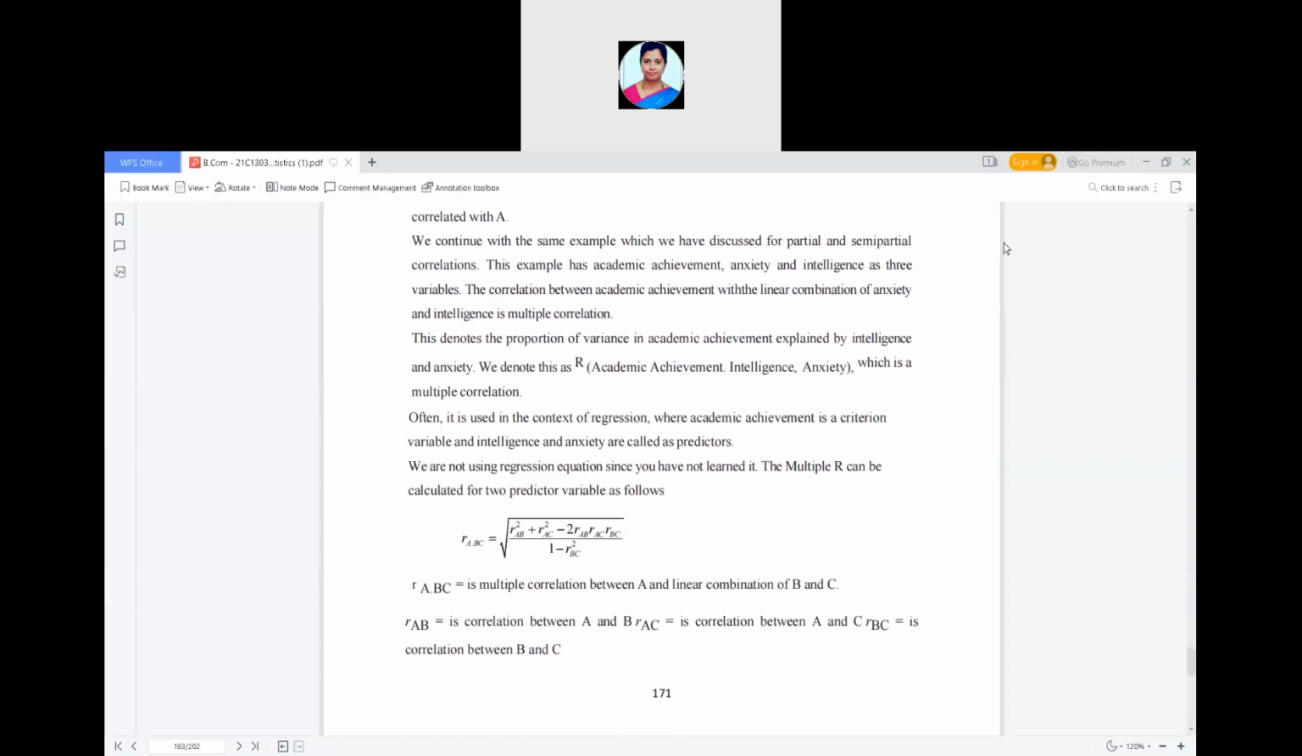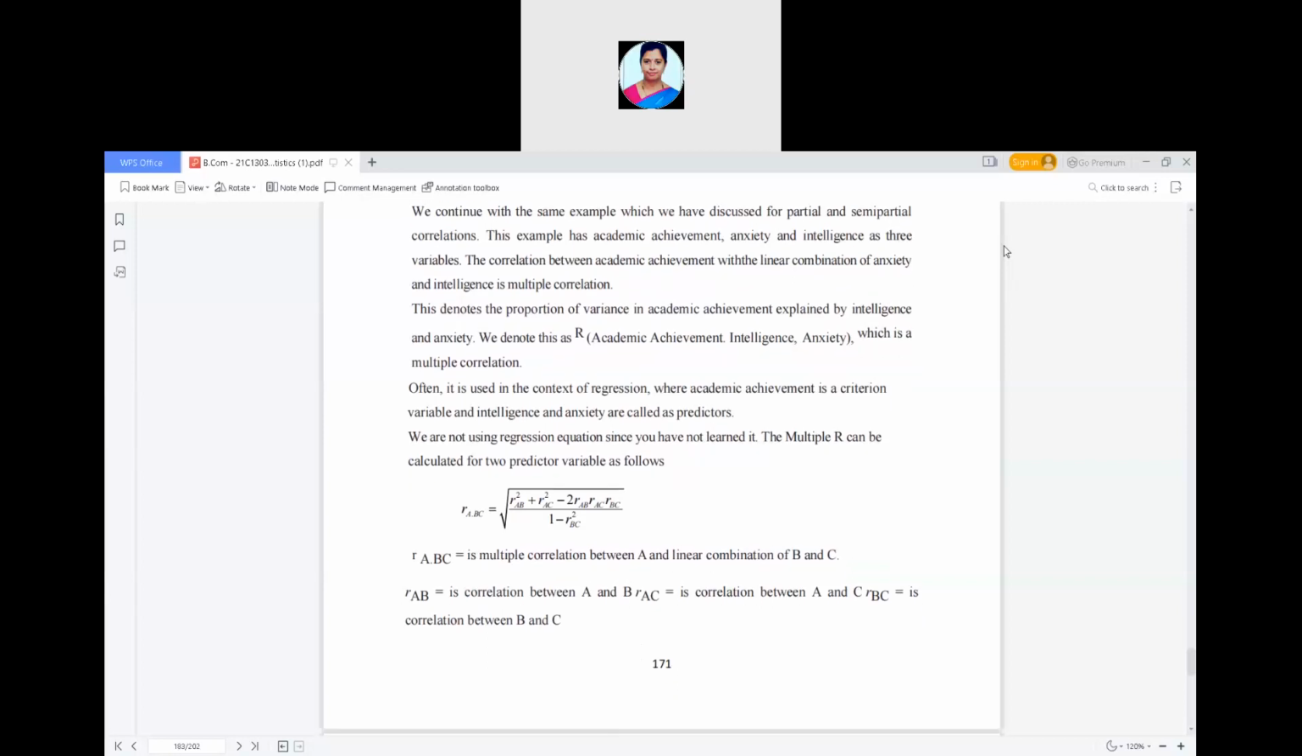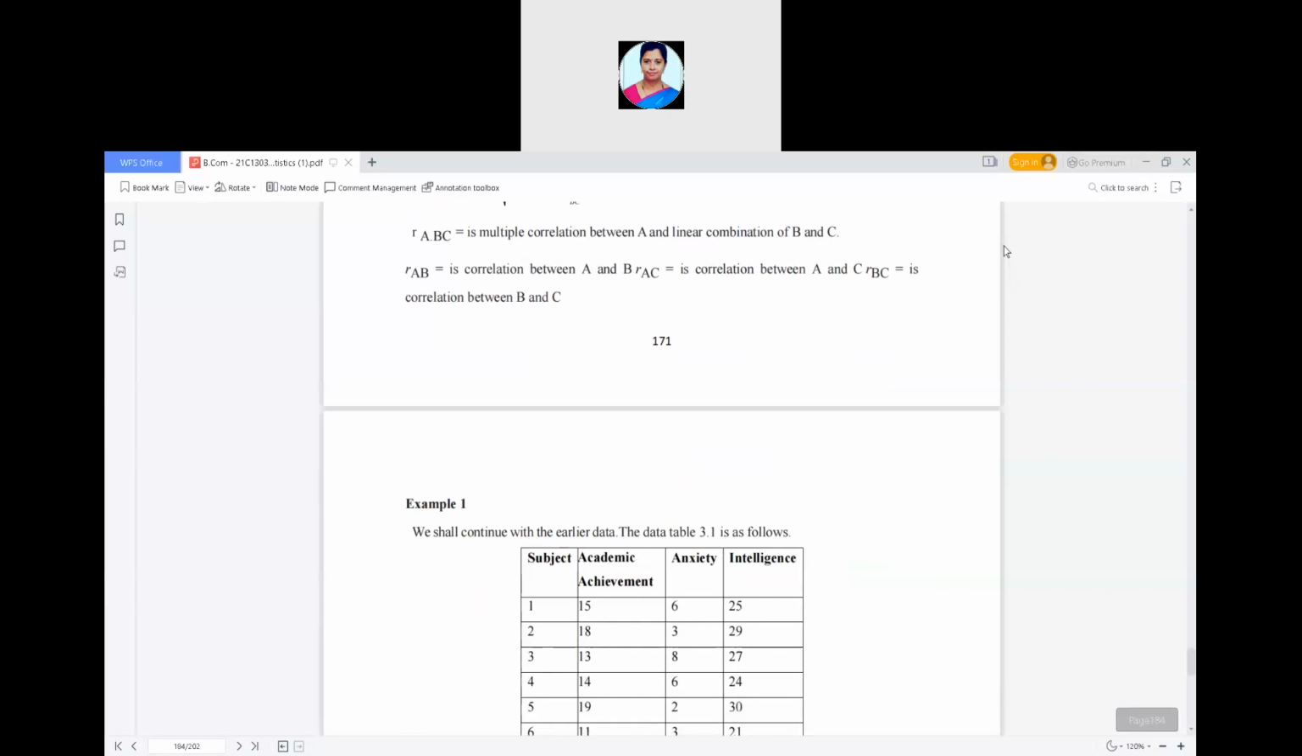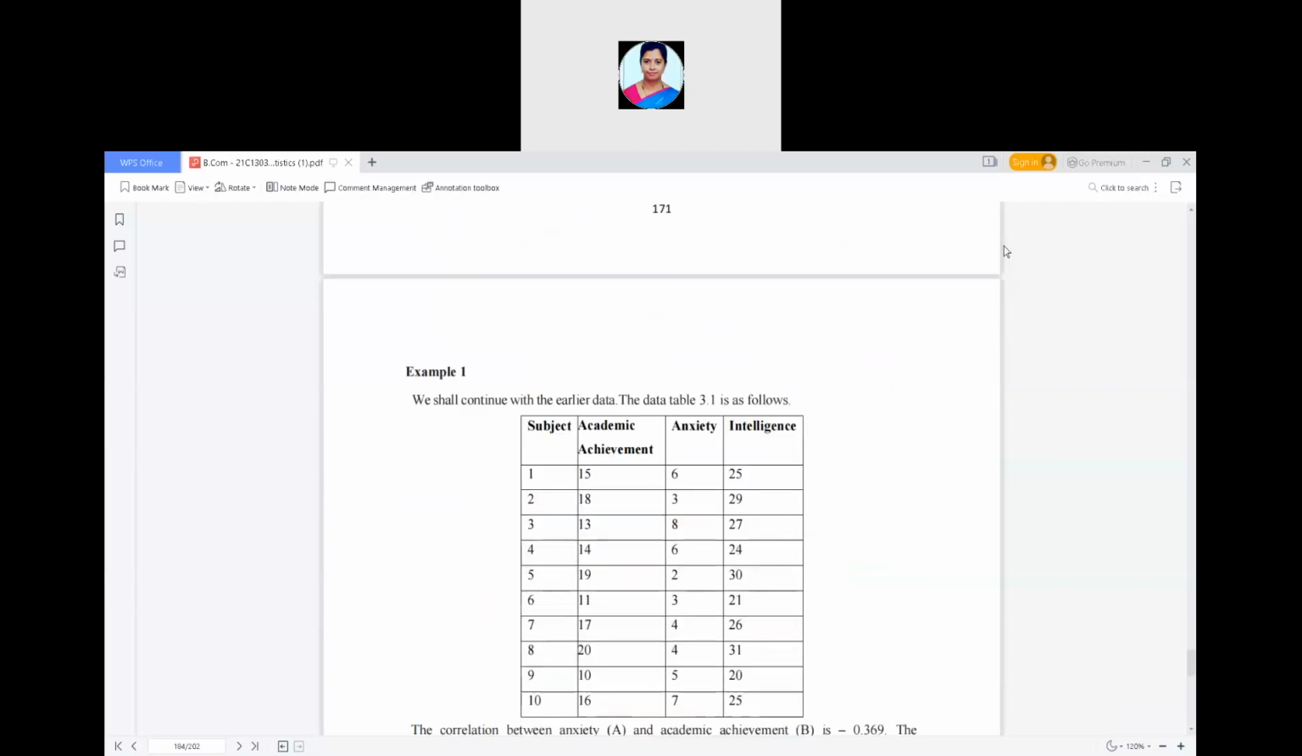R A dot BC is nothing but the multiple correlation between A and the linear combination of B and C, where r AB is the correlation between A and B, r AC means the correlation between A and C, and similarly r BC is the correlation between B and C. So these are the formulas and notations we are using here.